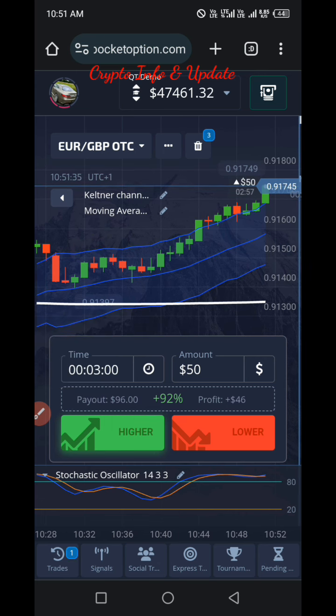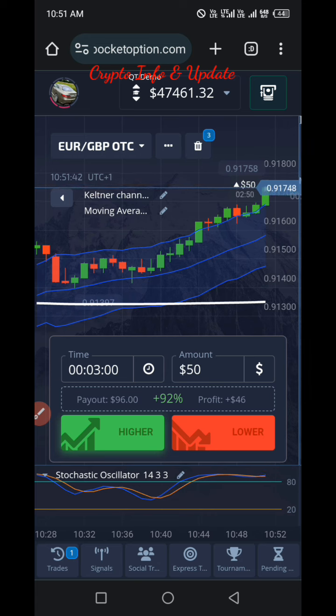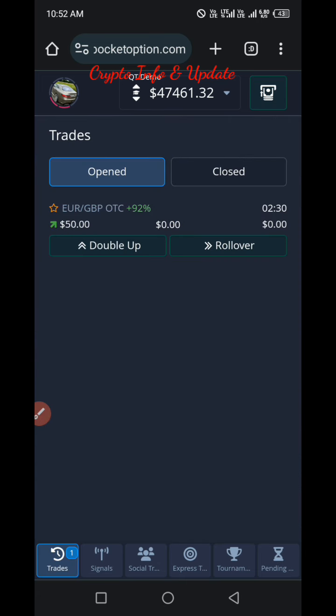Okay, good. Now, for this rollover feature to show up, the trade in question must be in a loss, meaning you must be losing your position in that very trade for the rollover function to show up. All right, so let's click on the trades tab at the bottom left hand side. Can you see this? So this is the rollover feature.